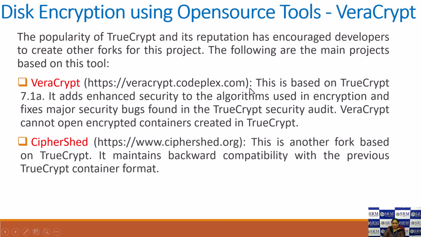So keeping the popularity of TrueCrypt as a background, VeraCrypt and CipherShed were developed. Now VeraCrypt is very commonly used nowadays. This is based on the TrueCrypt 7.1a version. It adds enhanced security to the algorithms used in encryption and fixes major security bugs found in the TrueCrypt security audit. And CipherShed, if you could see, I have given the net URL also where to get it. This is another fork based on TrueCrypt. So it maintains backward compatibility with the previous TrueCrypt container format. For the two things I have given the link, we can use it from there.